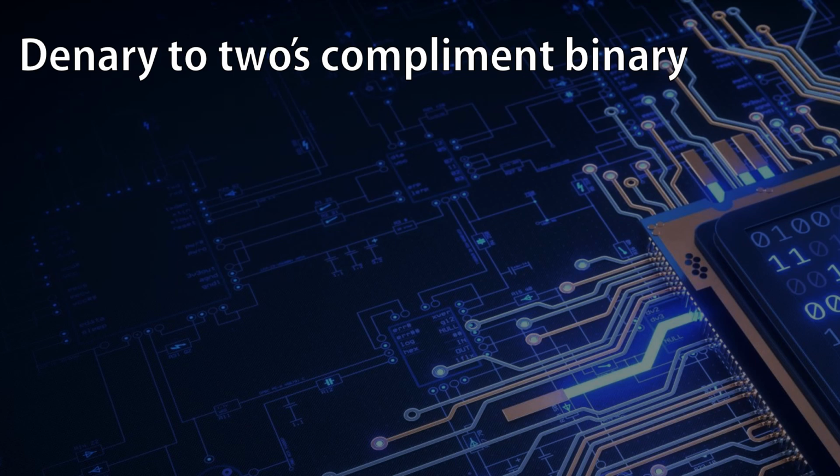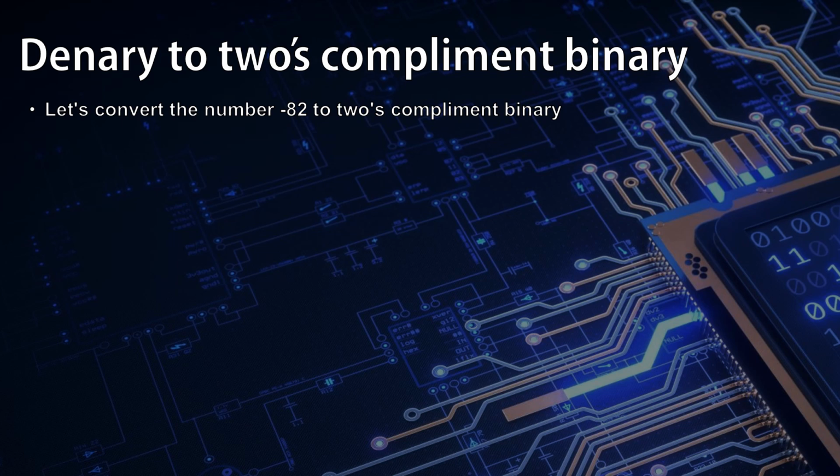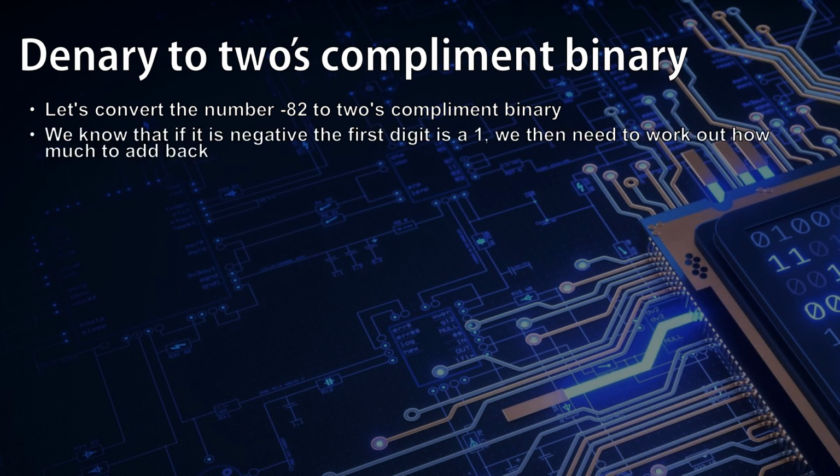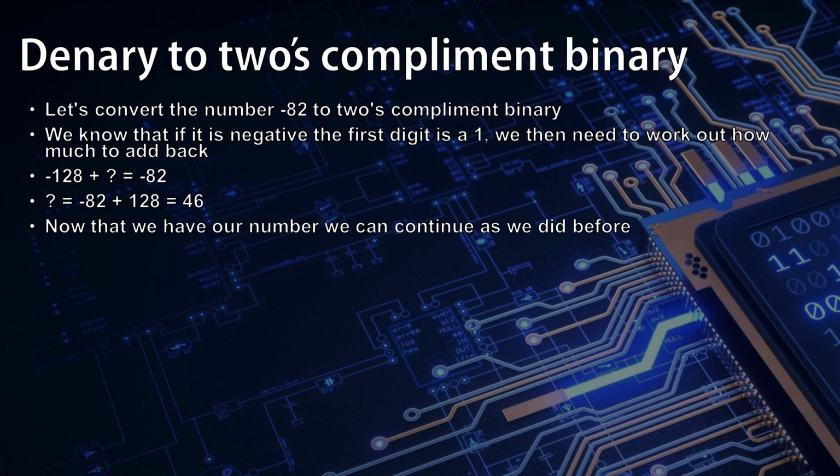Let's have a look at an example of converting the number negative 82 to 2's complement binary. We know that if it's negative, the first digit is going to be a 1, and we're going to start at minus 128. So we need to work out how much we're going to add back. If minus 128 plus something is equal to minus 82, then that something is equal to minus 82 plus 128, which is 46. Now that we have our number to add back, we can complete this just like a normal denary to binary problem.